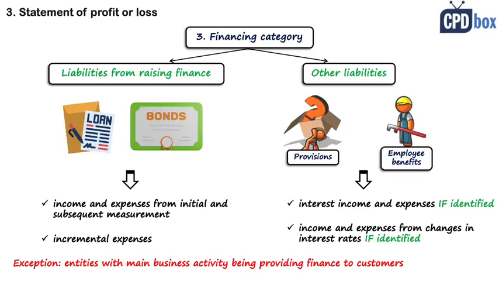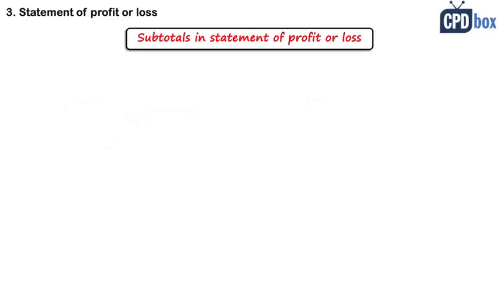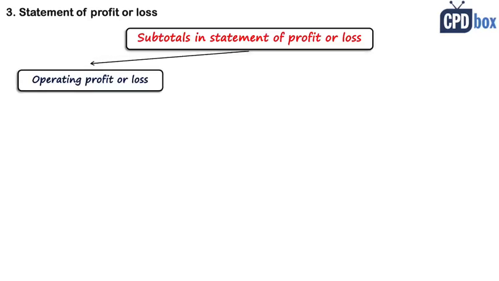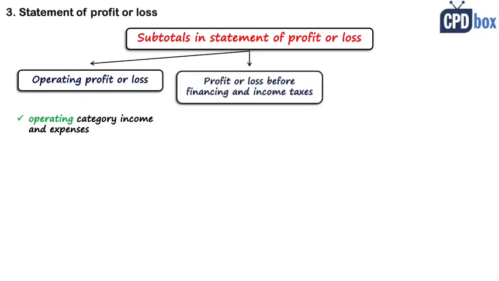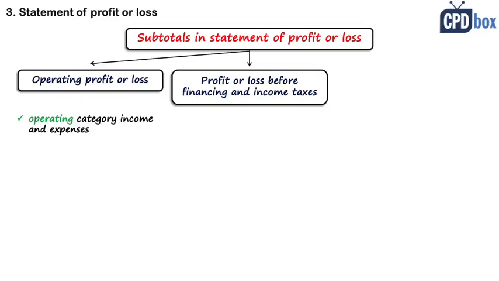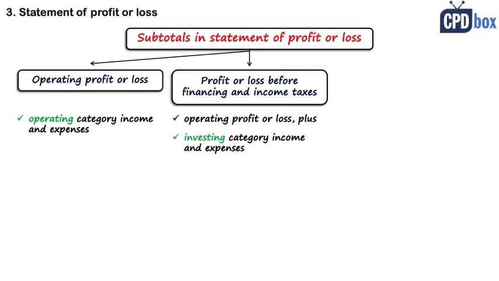So categories are definitely the new thing in IFRS 18. You don't need to label them as such though. Then we have new subtotals required by the new standard. So we must first present a subtotal for operating profit or loss. That is, in fact, all income and expenses in the operating category. Then we have profit or loss before financing and income taxes, which is the previous subtotal, plus investing category income and expenses. And finally, profit or loss for the period.